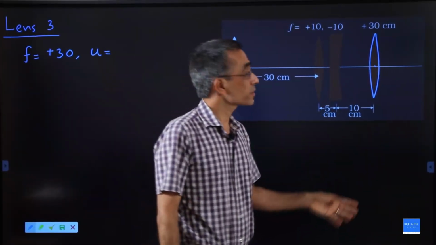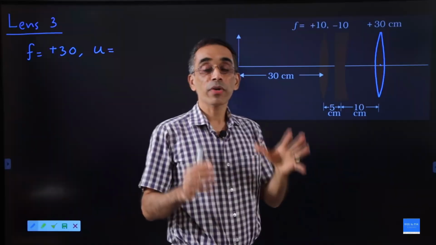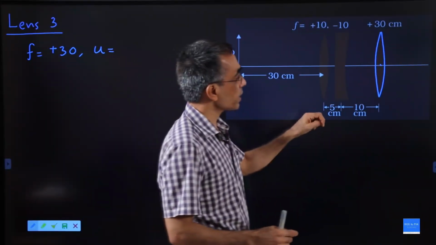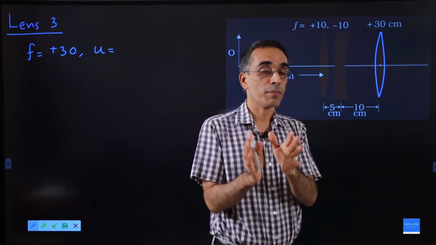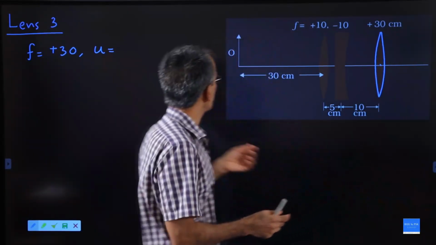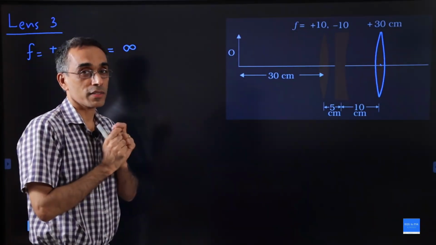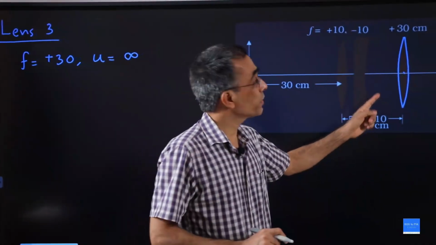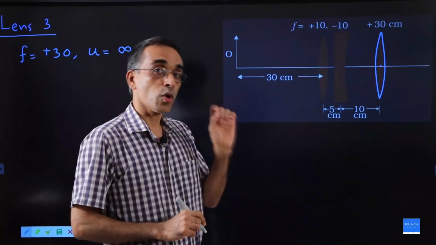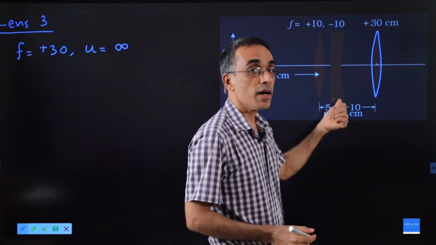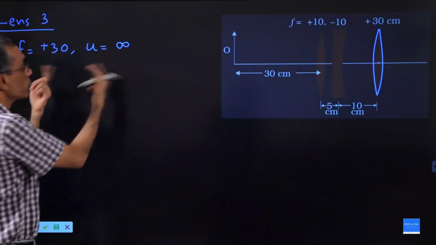For the third lens, it is a convex lens, focal length is plus 30, but where is its object? Its object is the image formed by the plano-concave lens, and the image formed by the plano-concave lens is at infinity. So we can say u is infinity for the third lens.